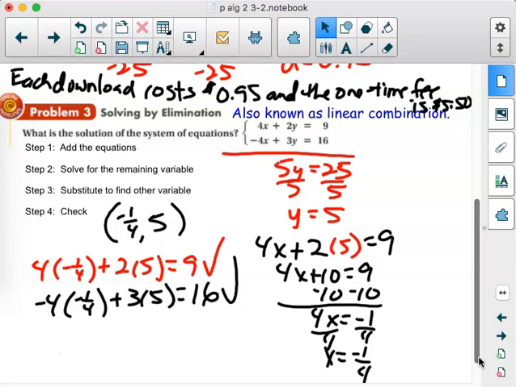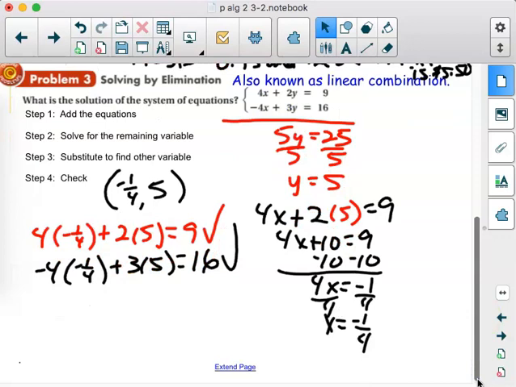Now, like I said, this one, they made perfect for us. The 4x and the -4x, those were already opposites of each other. So they're doing that to give us kind of a baby step. But we know that we can multiply any equation, every single term, by a number, and it will be equivalent, so it'll give us the same answer. So even if they're not, we can multiply by things that will make that happen.